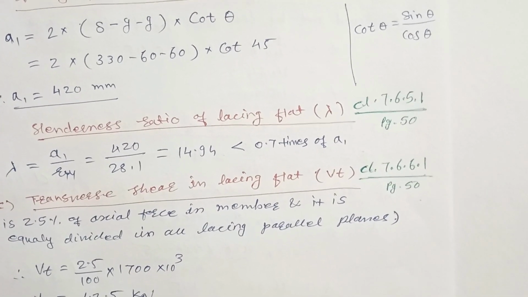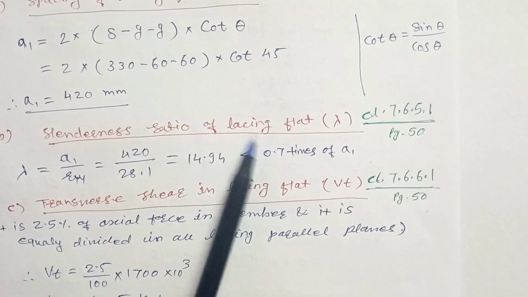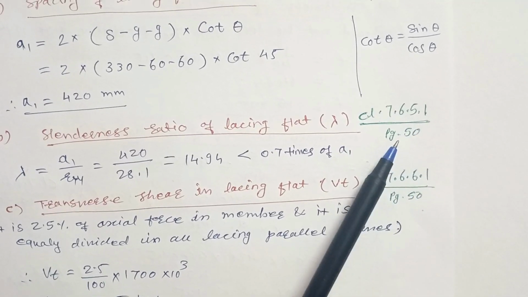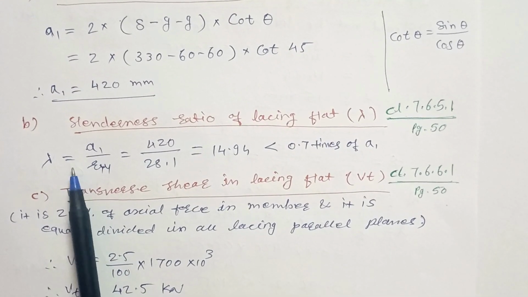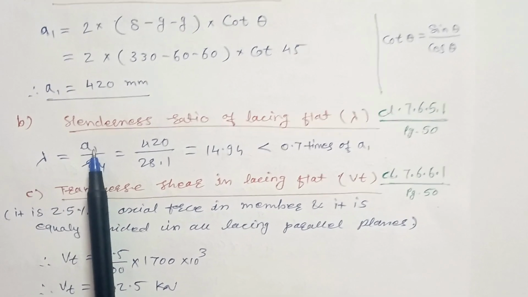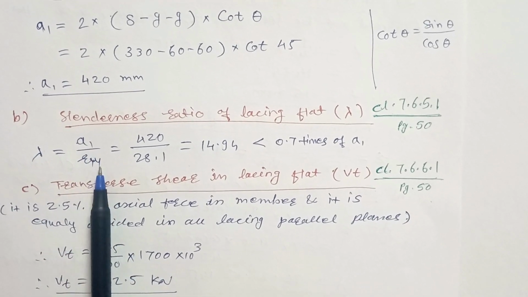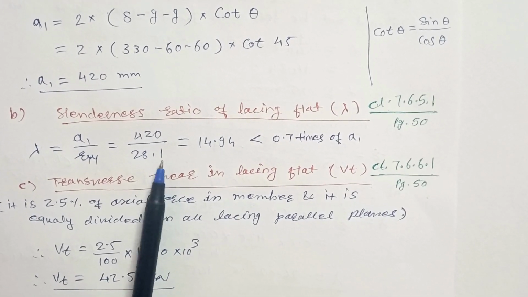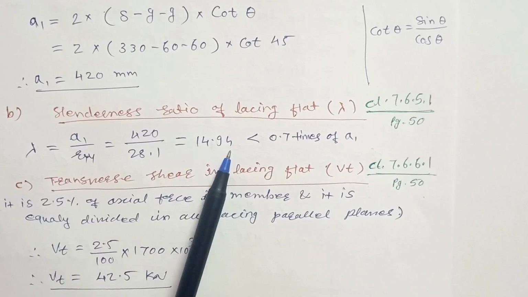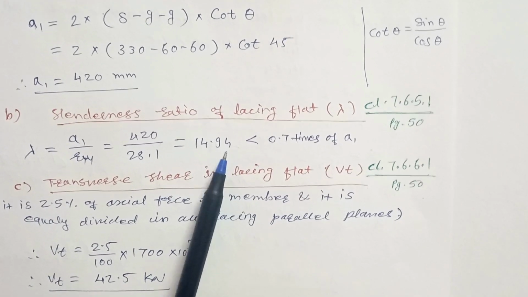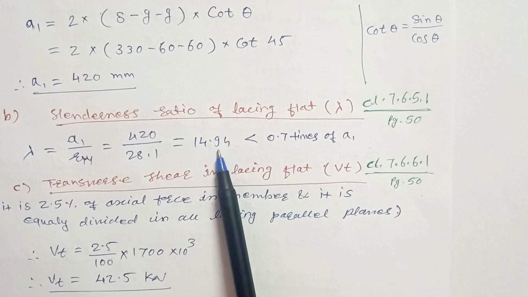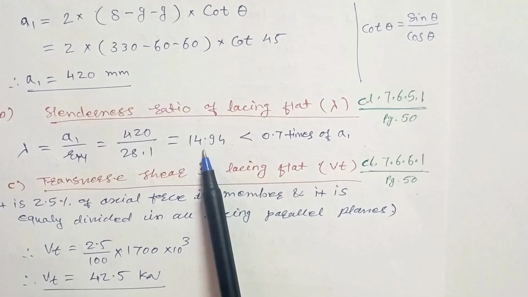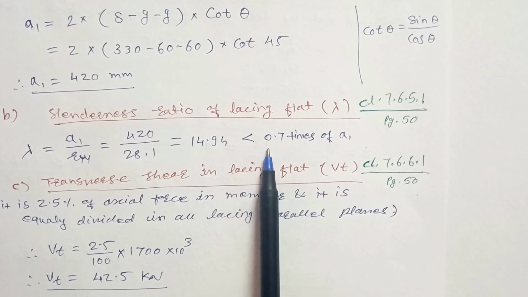After that, we have to calculate the slenderness ratio of lacing flat. It is given in clause 7.6.5.1 of IS 800, page number 50. In this formula, the slenderness ratio is the spacing of lacing divided by RYY minimum. It is given as 21.8, 28.1, and it is calculated as 14.94. It is also mentioned in this clause that it should be less than 0.7 times the spacing of lacing. It is calculated as less than this, so it is okay.